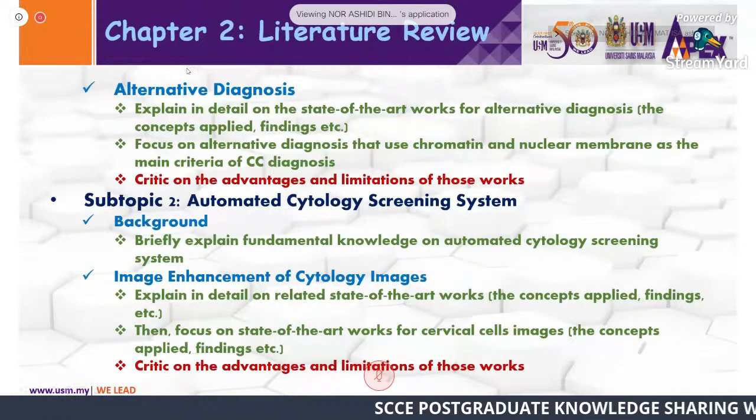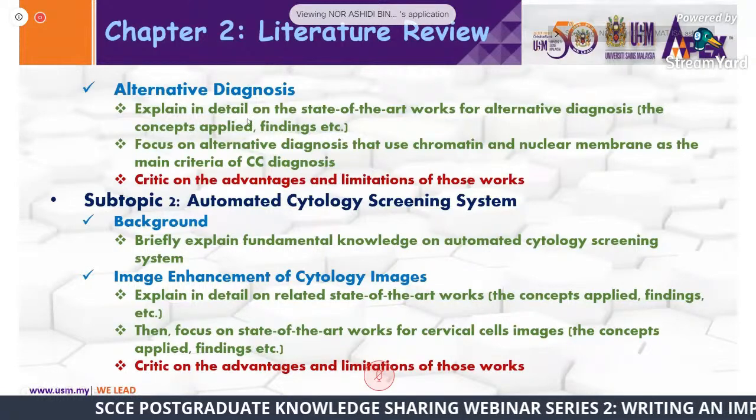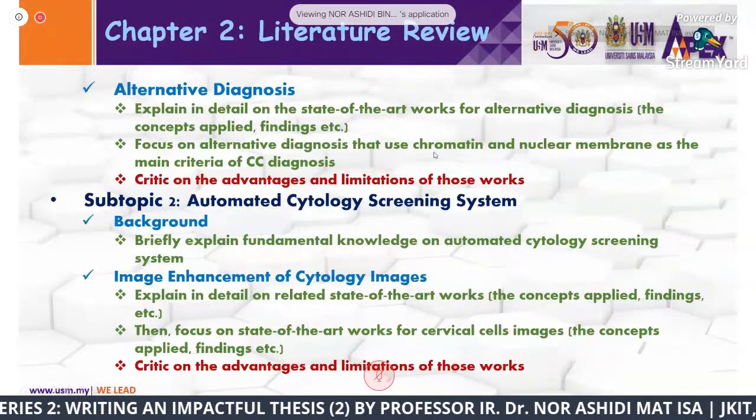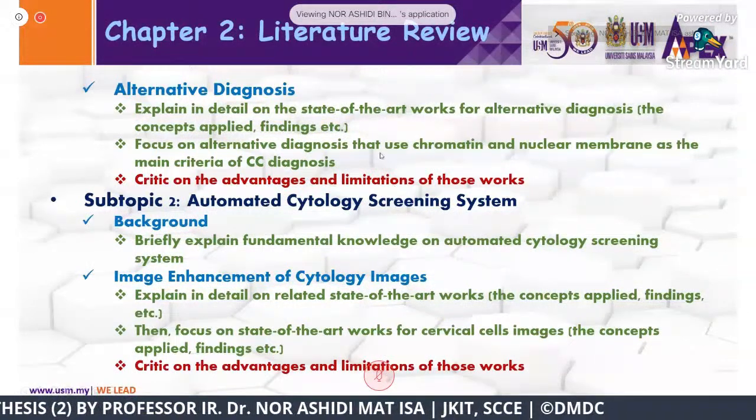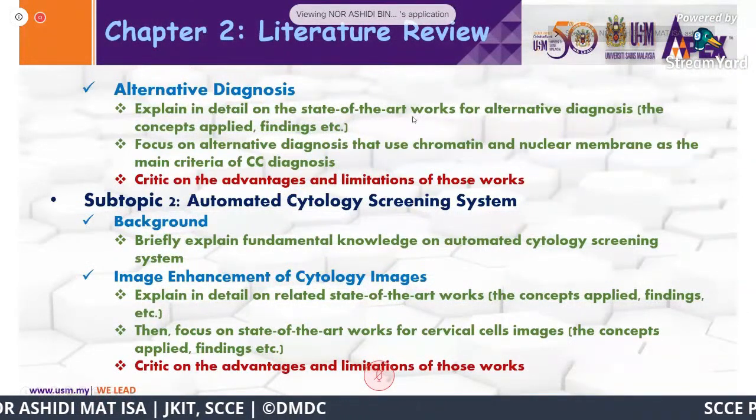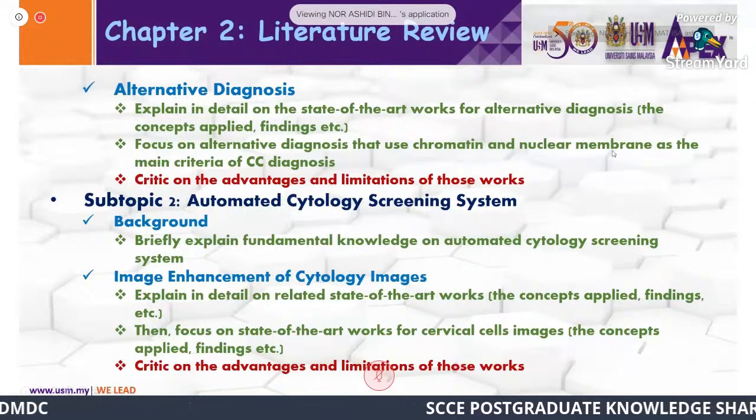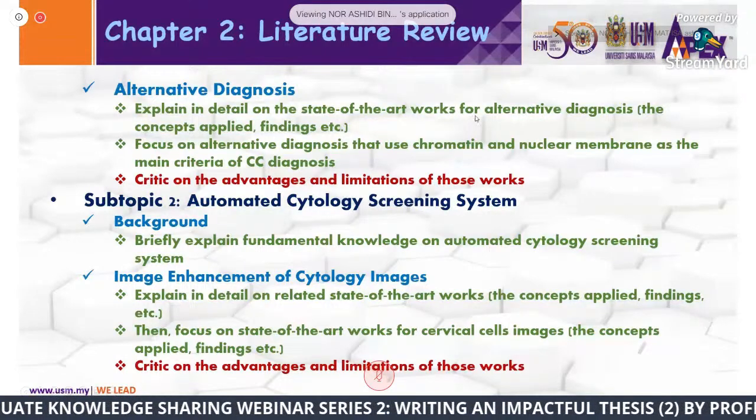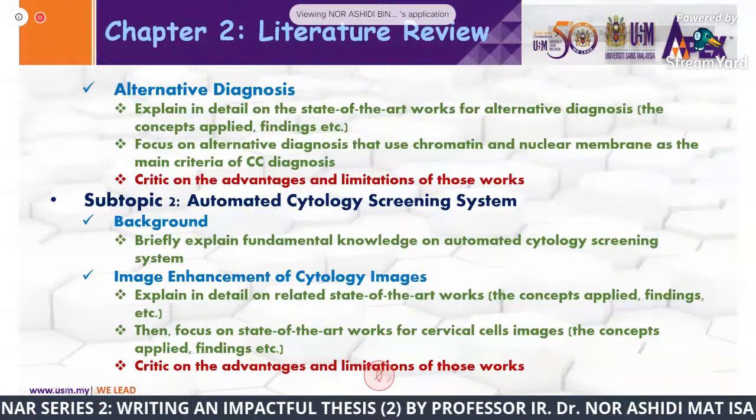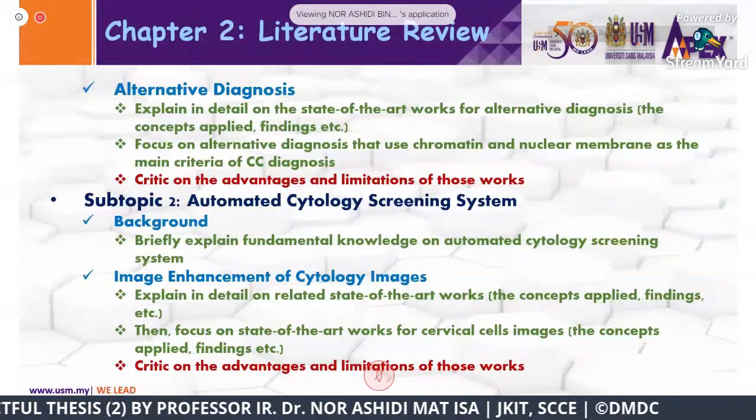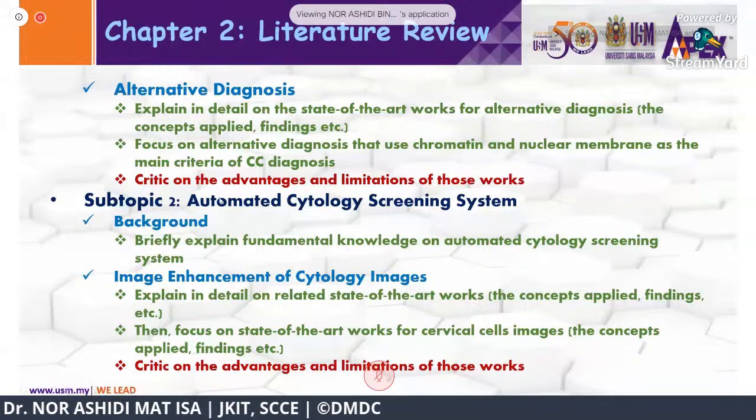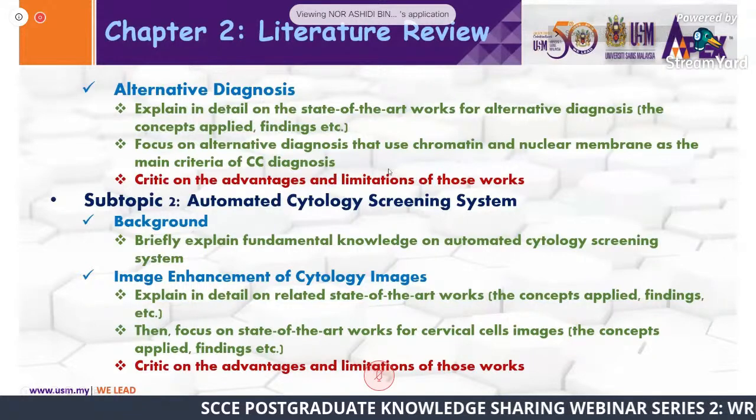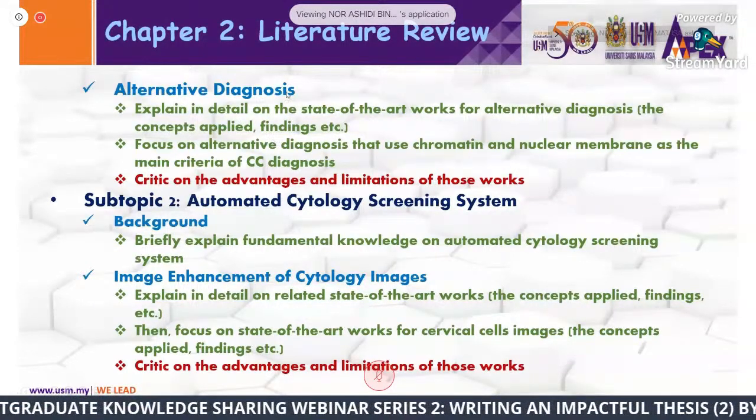Now the alternative diagnosis. You explain about the alternative diagnosis, and then you focus on the chromatic. So this is a report. And what's actually the problem of those works? If they are not using the chromatic and nuclear membrane, for example, what is the problem of their works? If they are using the size of the cell, for example, the color of the cell, or other criteria of the cells, what are the problems? So the critique is presented here. You combine the report and the critique.